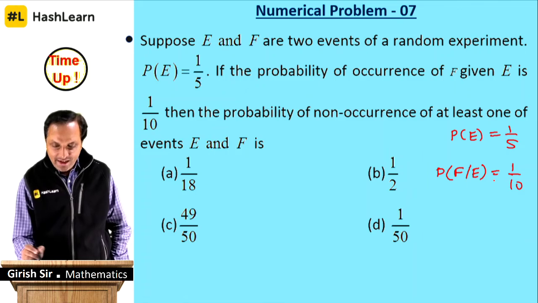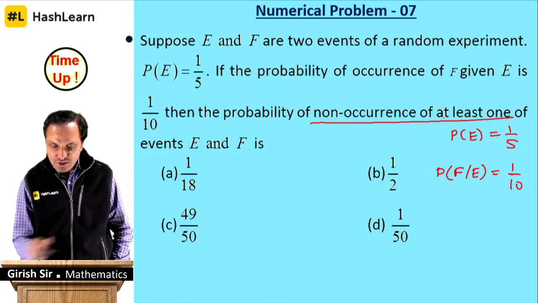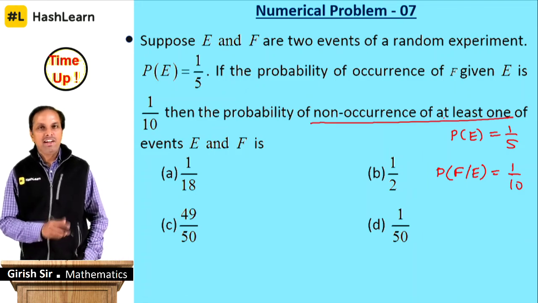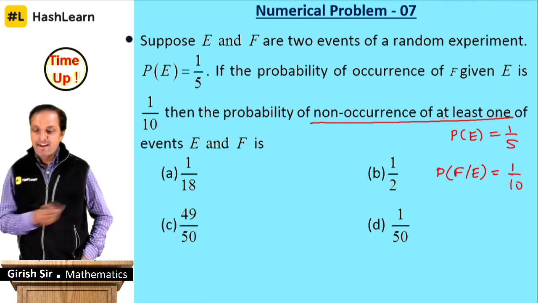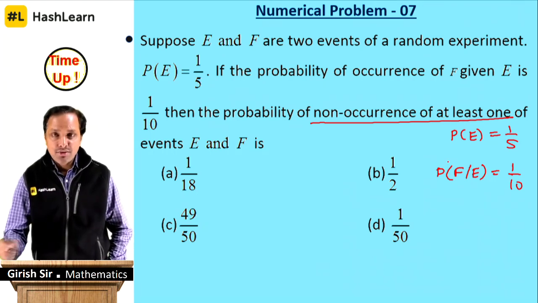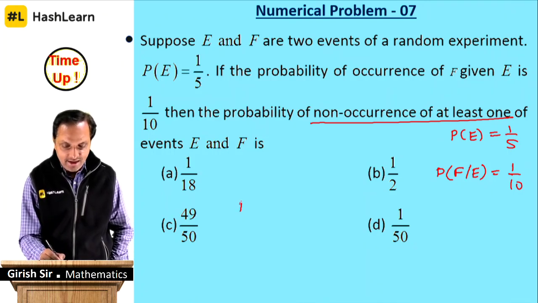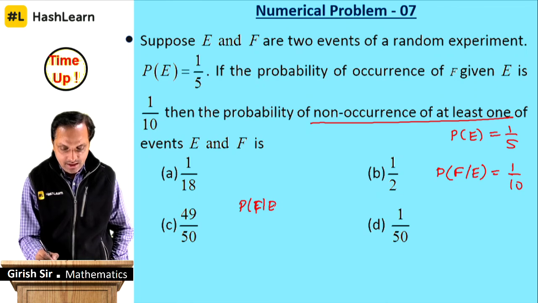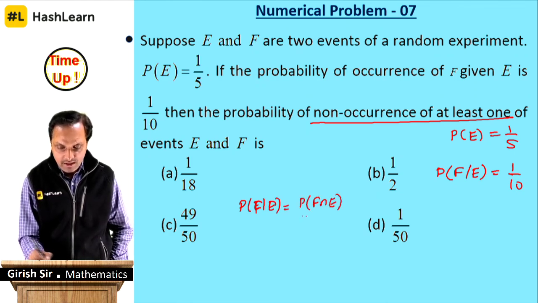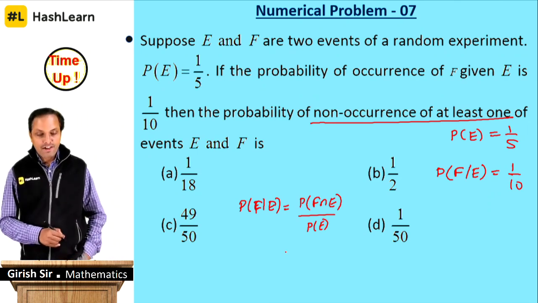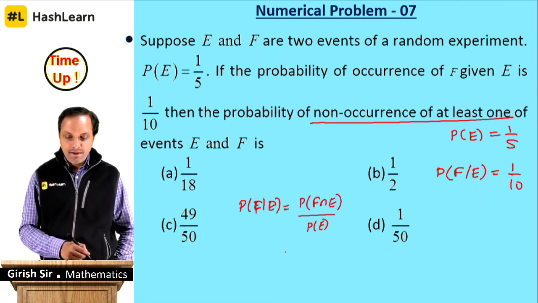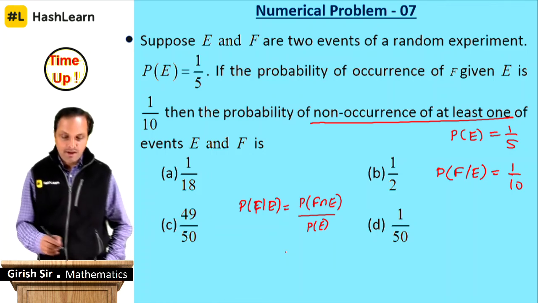So आपको find करना है non-occurrence of at least one event. How will you find that? So before that, we will make use of this and we shall find probability of F conditional E, probability of F intersection E by probability of E. Probability of F conditional E is probability of F intersection E by probability of E.